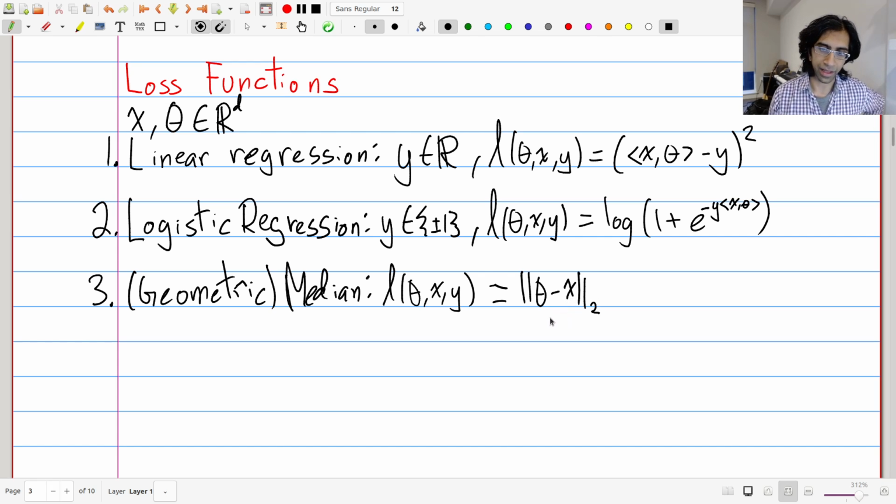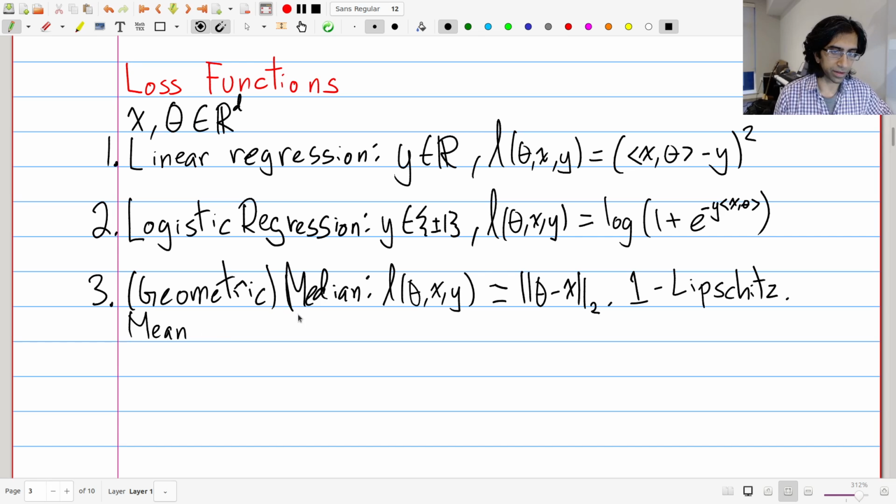This might be a bit unfamiliar, but before we continue, let me comment that this is 1-Lipschitz. It's not too hard to see that, just by looking at what the loss function is. The other thing I'll comment is that this is related to the mean. If you want to compute the mean of a data set, the loss function would be equal to this quantity squared, so just the L2 norm of theta minus x, squared.